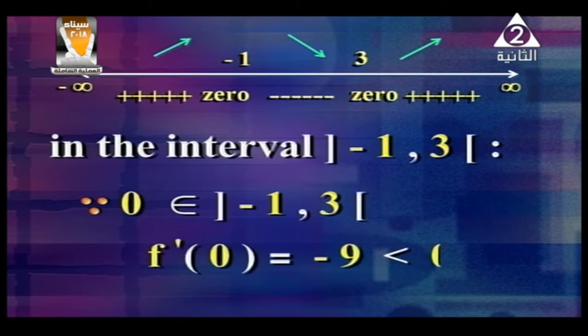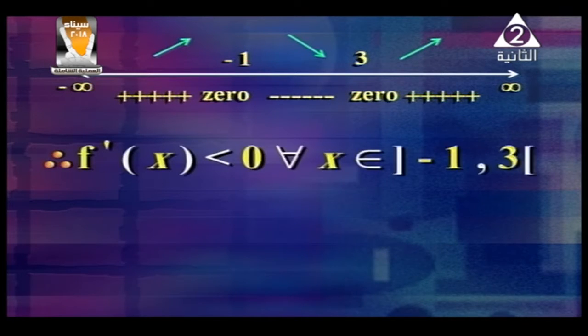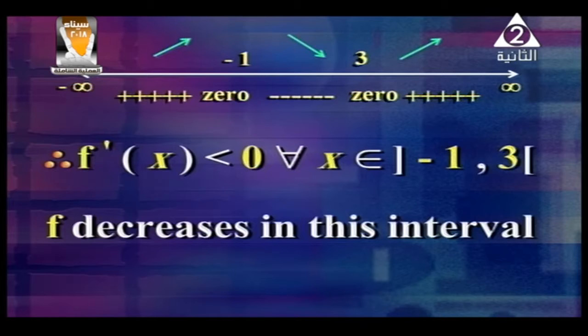What is f'(0)? f'(0) equals negative 9. When we substitute x equals 0 in f'(x), we find f'(0) equals negative 9, which is smaller than 0. What do we deduce? The behavior of the function is decreasing. Then we say that f'(x) is smaller than 0 for all x belonging to the open interval (-1, 3), so the function decreases in this interval.